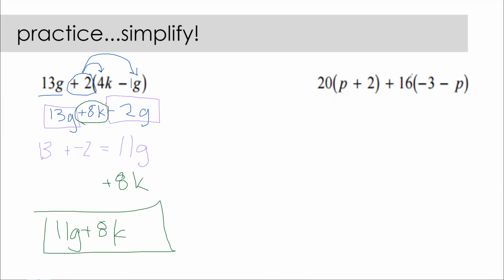I want you to try this problem by yourself. I'm going to go through and explain it if you don't understand still, but if you do think that you can do this by yourself, go ahead and try the problem out.